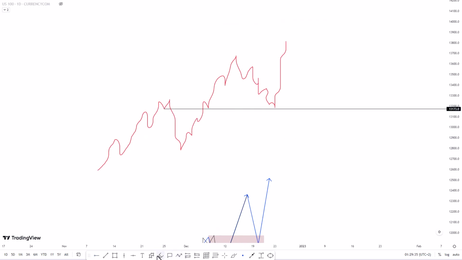So what are we expecting? We are expecting this push to trade on this area, to trade on this area, in order to go higher. So you understand what I mean? A classic break and retest. This is how you should approach it.